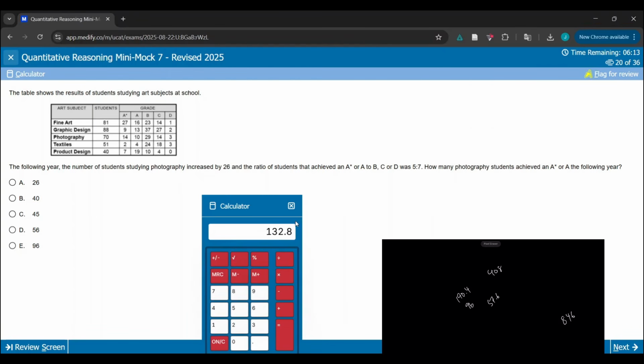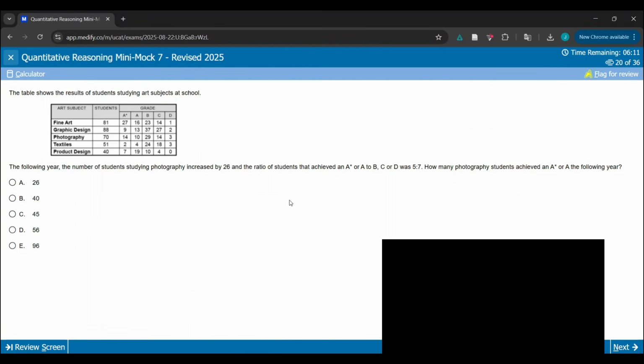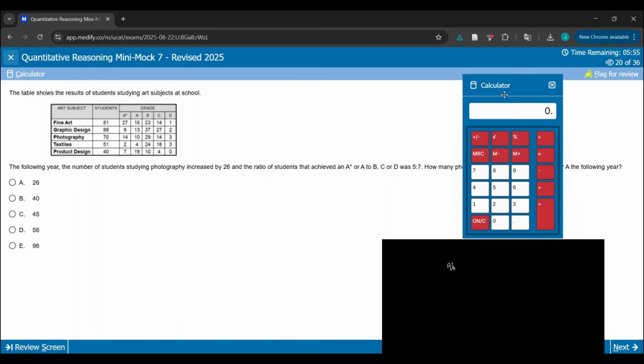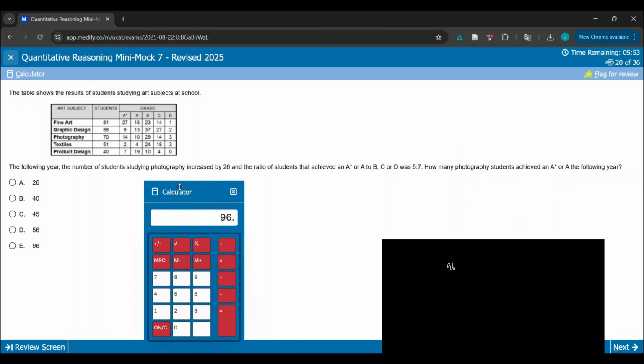The number of students studying photography increased by 26. Okay, so students studying photography has to therefore be 96. Which students achieve an A or A to B, C or D, A or A to B, A or A. Oh, to B to C. Okay, finally I got it. It wasn't actually that bad. So 96 divided by 12 times by 5. I mean, I did this originally, but I just couldn't read it. This is where the 2 is.